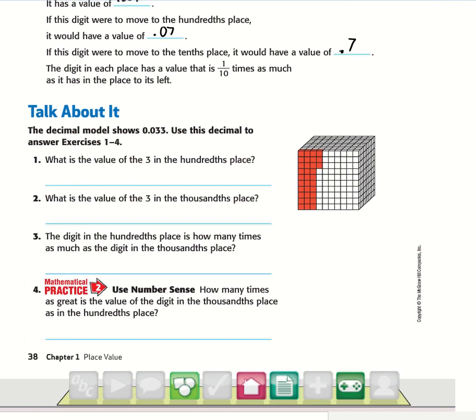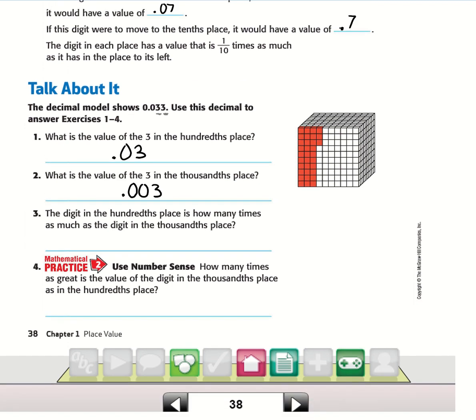Alright, so let's talk about it. The decimal shown is 33 thousandths. Use this decimal to answer 1 through 4. What is the value of the 3 in the hundredths place? We're talking about the hundredths place, so that's going to be the first 3. That value is 3 hundredths. What's the value in the thousandths place? It's going to be 3 thousandths, because in the thousandths place we have our second 3.